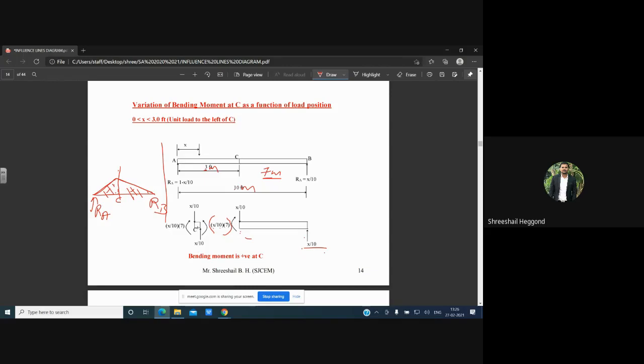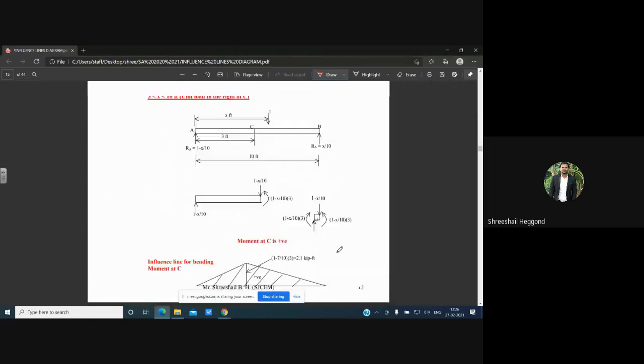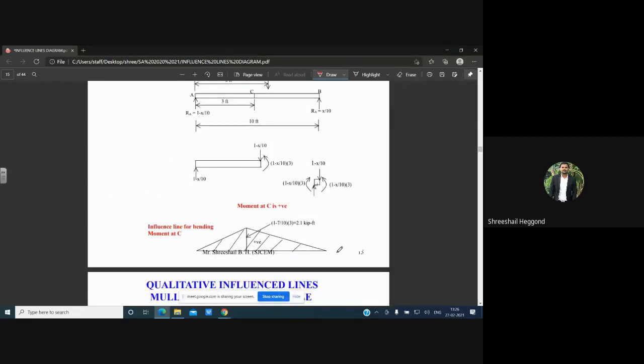in between point. Okay? That can be calculated, and it is acting as clockwise. The anti-clockwise one will be represented for point C. That will be a positive value. Okay? The diagram for bending moment can be drawn like this. Here it is, you see the bending moment diagram for influence line. That is like this triangle you need to draw at point C.